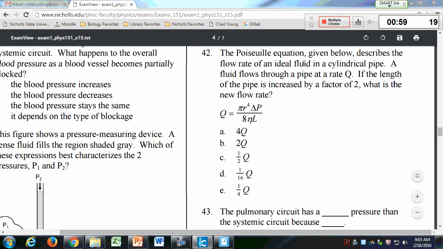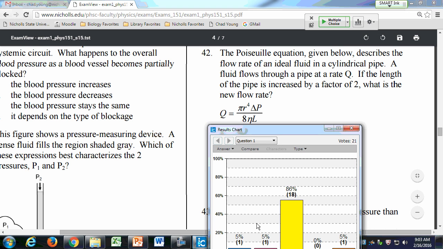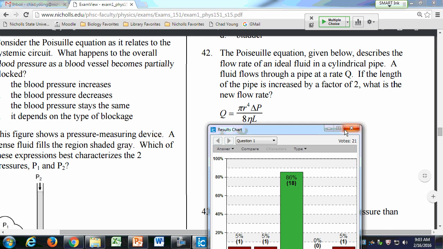Alrighty, let's stop at 110. Okay, awesome. C is the right answer.